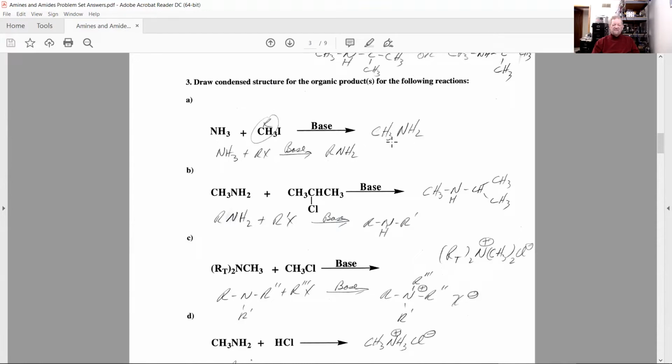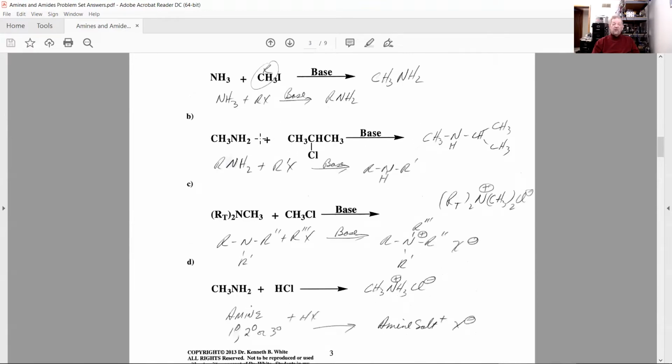What's our methyl? Here, an amine, methylamine, primary amine, carbon-carbon alkyl halide. In the presence of base, you get a secondary amine. What's our methyl, our prime isopropyl?